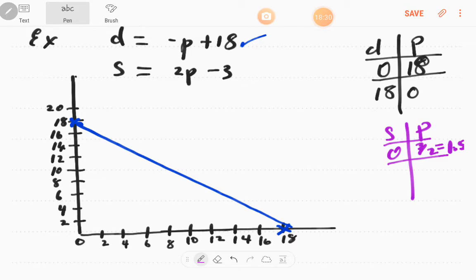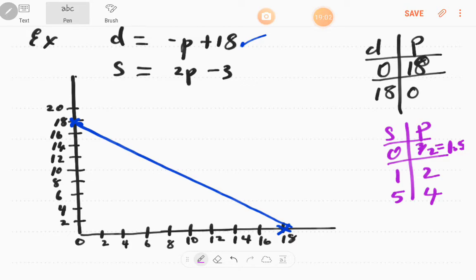We could also try it when it's 1. So when the quantity supplied is 1, the price would be 2. And when the quantity supplied, say, is 5, the price would be 4. Okay, so plotting those points on the same graph.